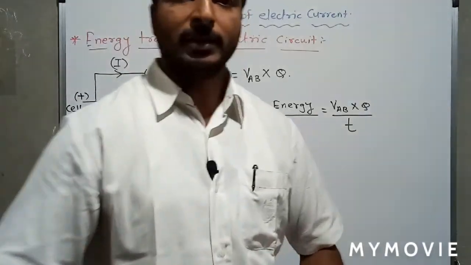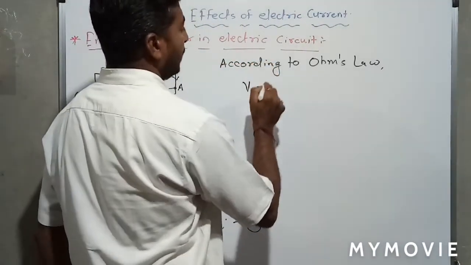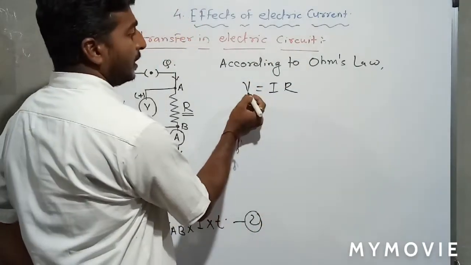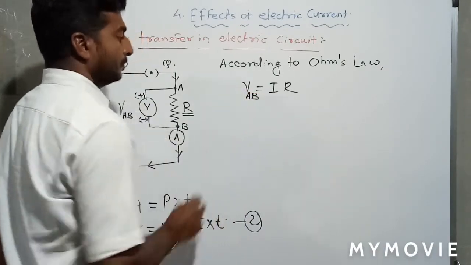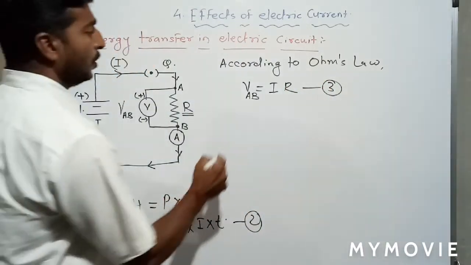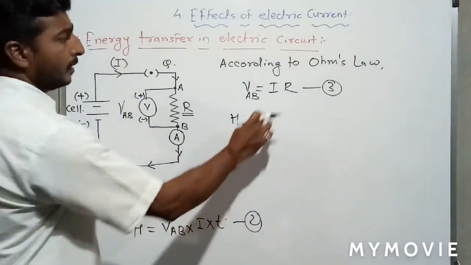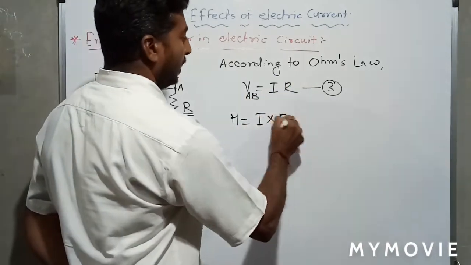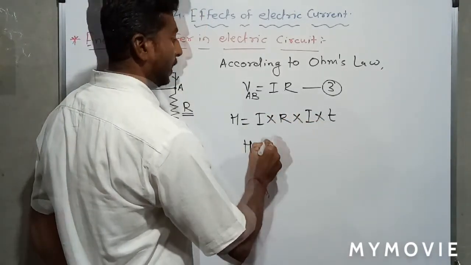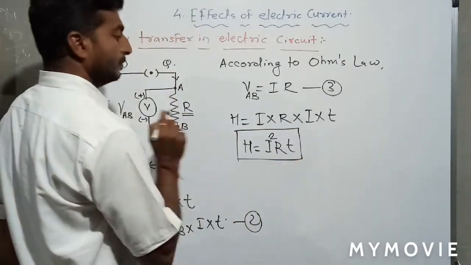Now in 9th class you have learned Ohm's law. According to Ohm's law, potential difference is equal to I into R. So here we are taking the potential difference as V_AB equal to IR, and let it be your third equation. Now put this value from the third equation in equation 2. So H is equal to, instead of V we will take IR, so I R into I into T, that will be equal to heat is equal to I square R T, and this is your equation of heat.